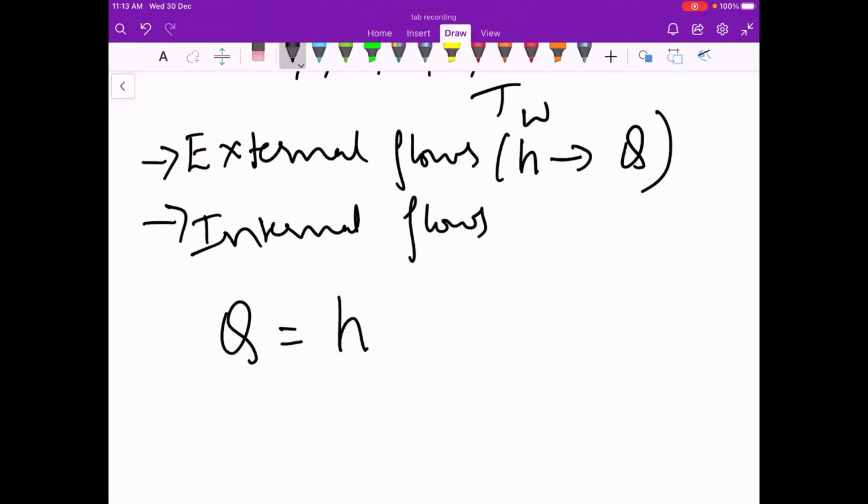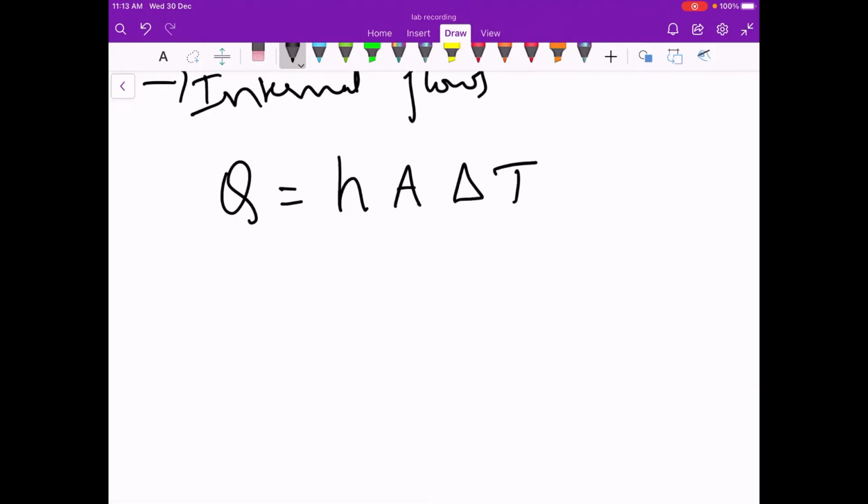Because we know that convective heat transfer Q is equal to what? h into A into delta T. So all your equations run around this. Q is the heat supplied, h is the heat transfer coefficient, A is the surface area. Please be careful about this area. It is not the cross-sectional area, it is the area seen by the flow.